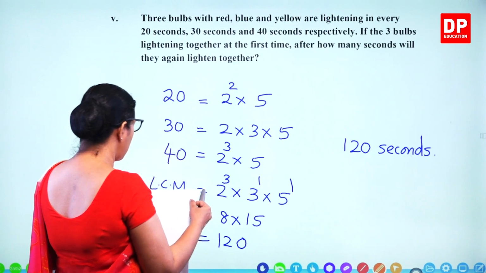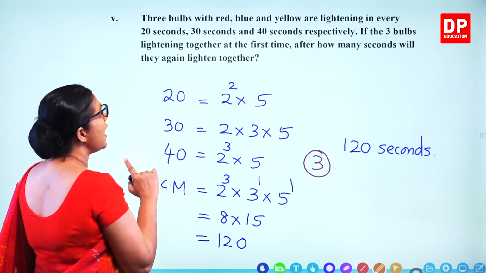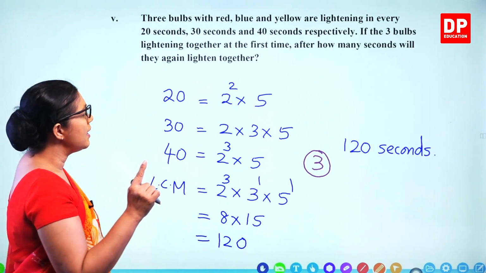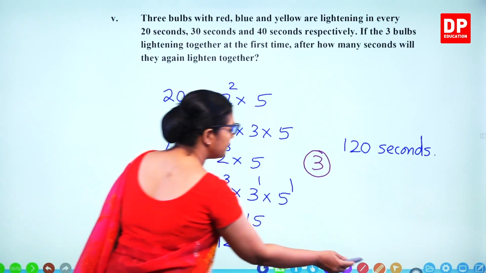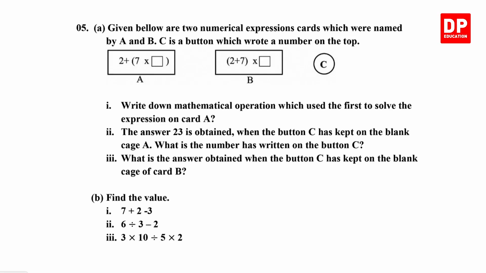So you are getting 3 marks for this. We gave 8 before, 8 plus 3, 11 marks. Question number 5. Let's do that separately.